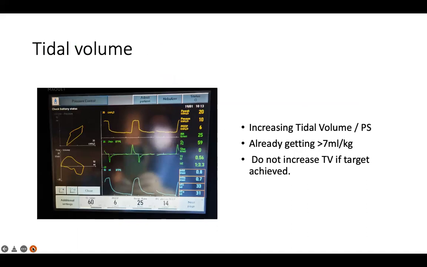Now, what about tidal volume? Can I increase the tidal volume in this child to attain the PCO2 I want?